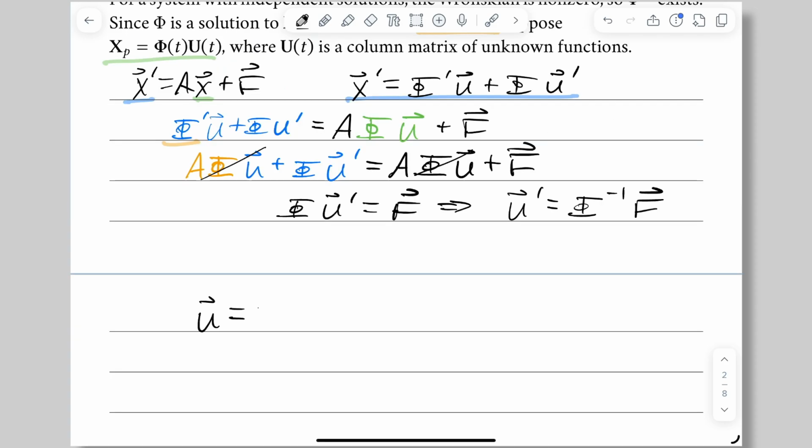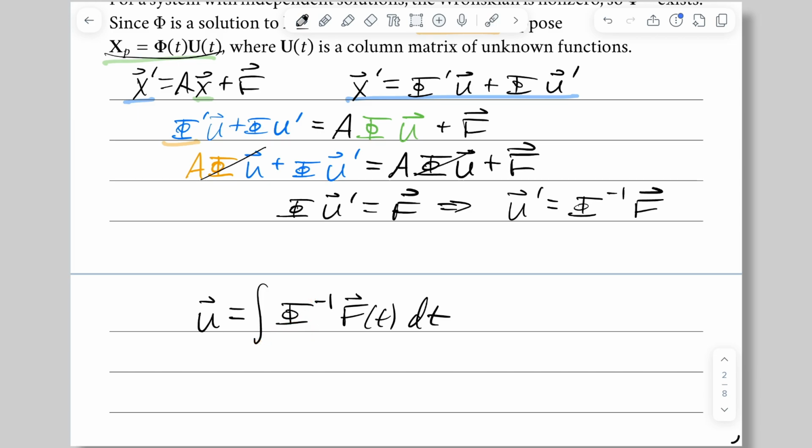So u is the integral of phi inverse times f. Remember, it's f of t times dt, and phi is also functions of t, right? Now we've just put a matrix product into an integral. How do you integrate a matrix? Well, first, remember, when we multiply a matrix by a vector, we get a vector. How do we integrate a vector? You integrate all of the entries.